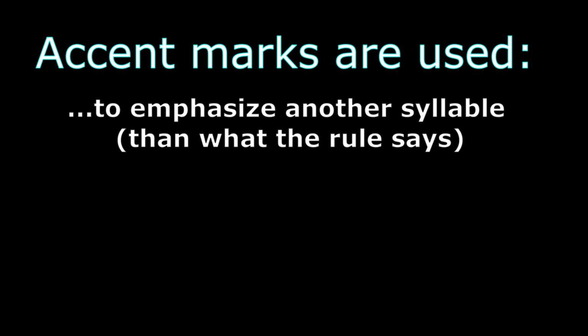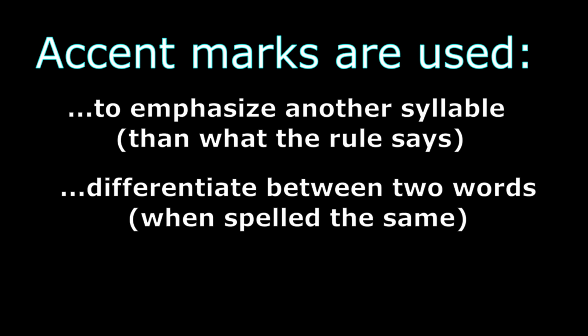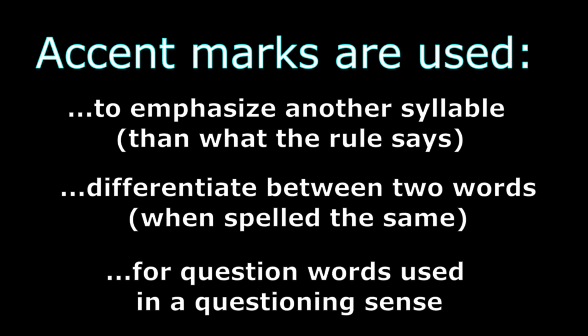So now you know that acute accent marks are used to indicate when another syllable than what the rule says should be emphasized. You also know that some words with different meanings also carry the accent mark. And you also learned the rule for which syllable in the word should be emphasized.